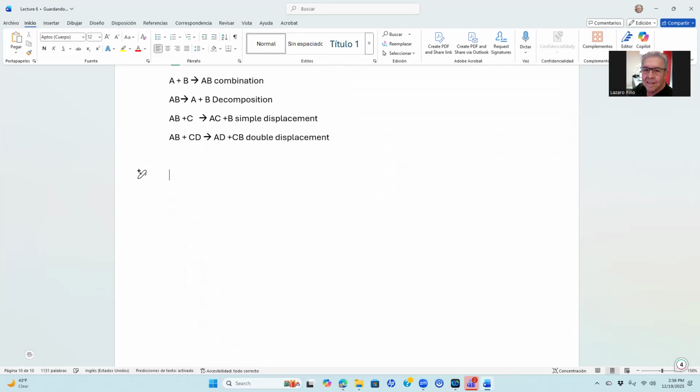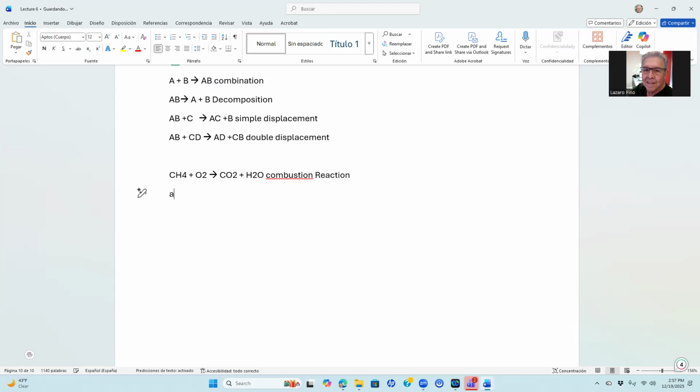And for example, CH4 plus O2, and this reaction produces CO2 plus water. In this case, we are in front of a combustion reaction. Combustion reaction.